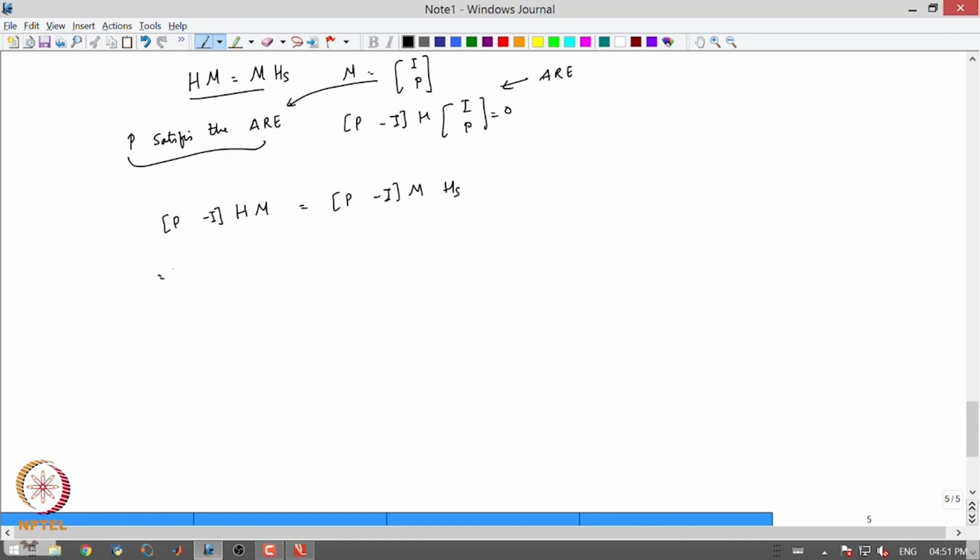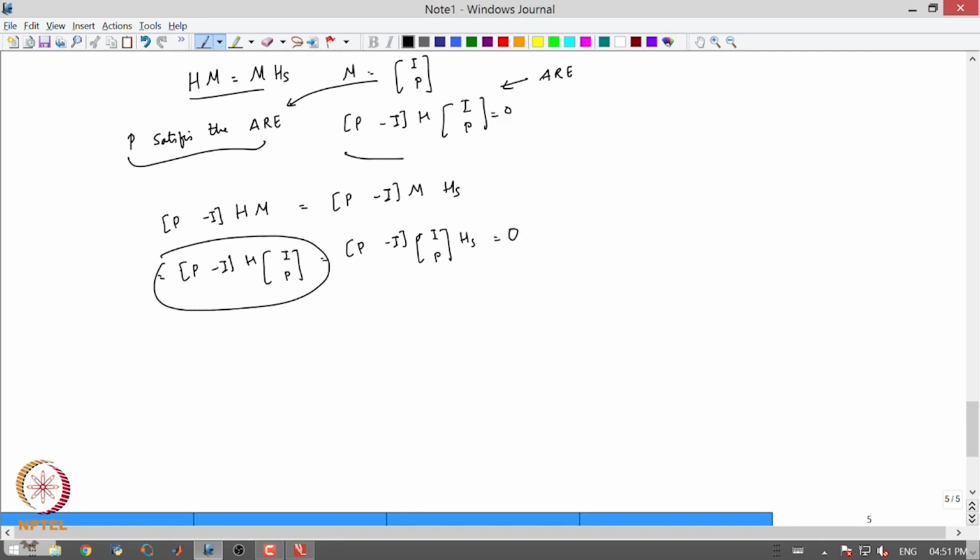Okay, so what does this mean? This is P minus I, on the left hand side H, my M is of the form I and P. On the right hand side I have P minus I, M is of the form I and P, and here I will have Hs, and this is equal to 0, right. So this here and this are the same, and therefore this P satisfies the Riccati equation.